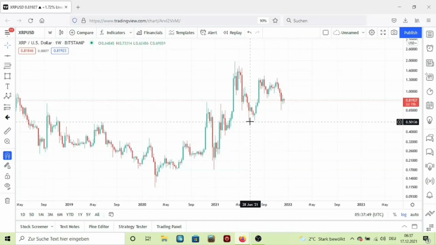But we will still keep an eye on this low here. If we lose it, we will consider the bearish one. Until then, we will not really think about it. Well, I will keep it in mind, but I don't think we will see that.